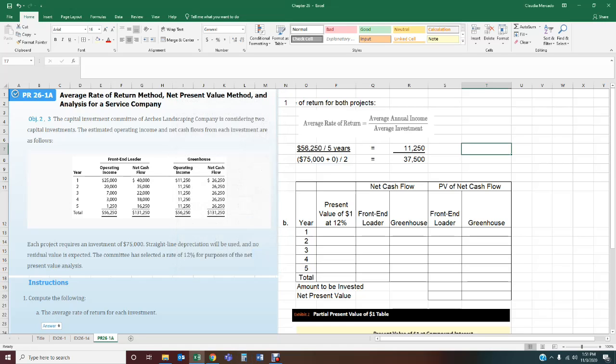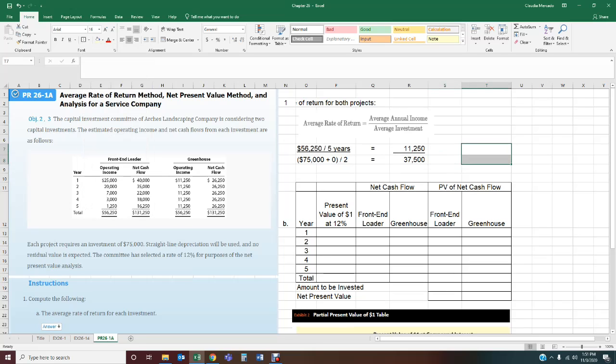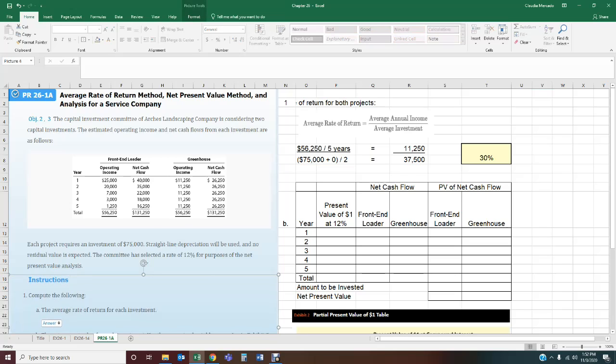So then that's going to be 11,250 divided by 37,500, and then it's in a percentage format, so that'll be 30%. So my average rate of return for both projects, because both projects are an investment of 75,000 and both projects are going to give me income of 56,250. Now if the problem that you're working on has different amounts for each of the projects, you're going to have to do these calculations for each of the projects separately.